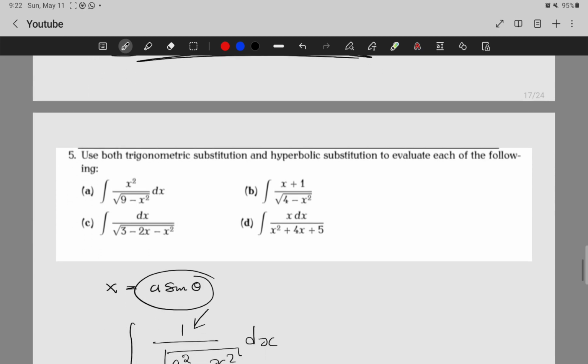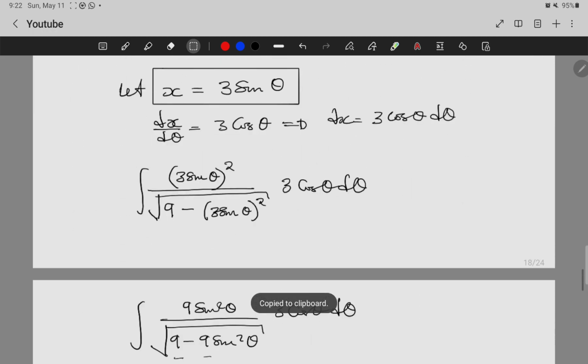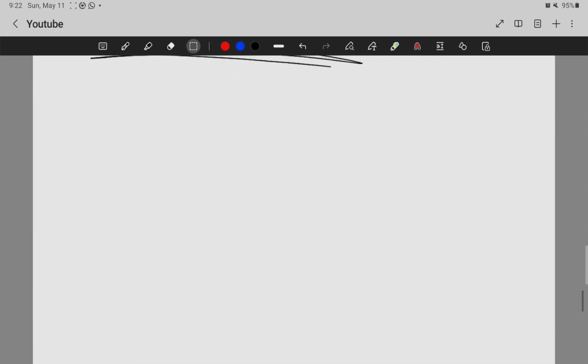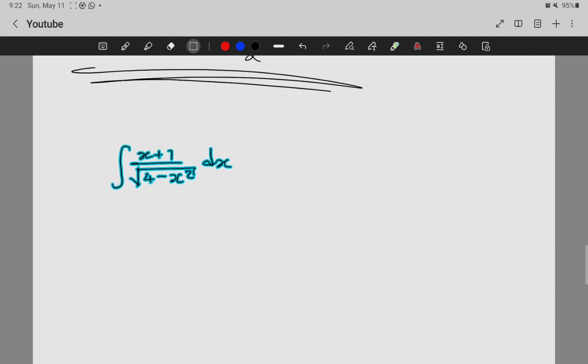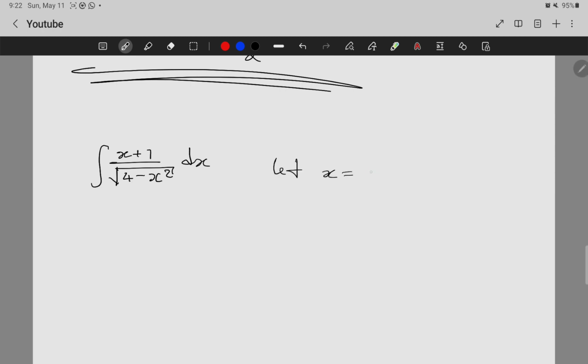So the next one that we're going to look at is going to be b, and in b we have the integral of x plus 1 over root of 4 minus x squared dx. So in this case again, I see that what is squared, as in what is negative, is the variable, and the constant is positive. So because of that, I'll still let x be equal to a sine theta. My a this time will be the square root of this constant, which is 2, so x becomes 2 sine theta. If I did this, dx becomes equal to 2 cos theta d theta.